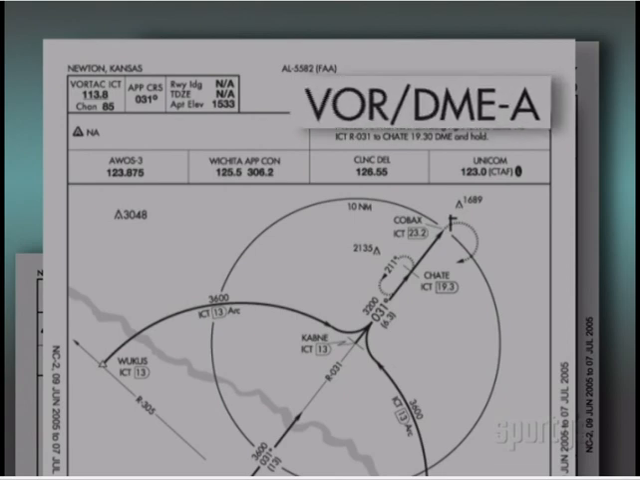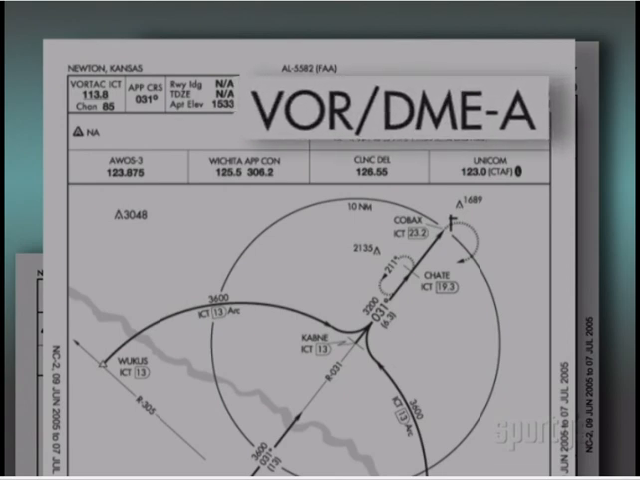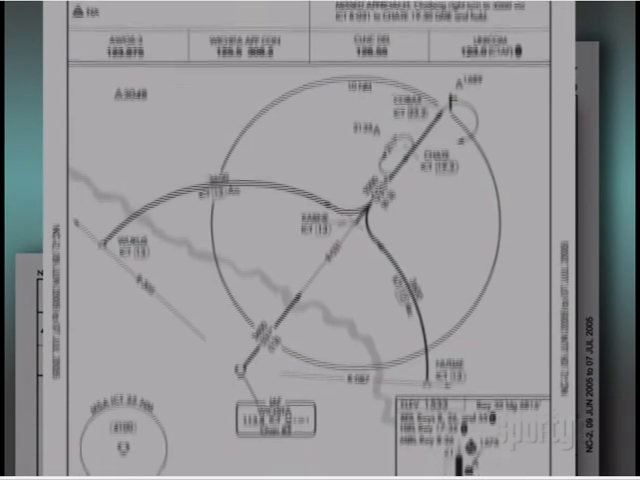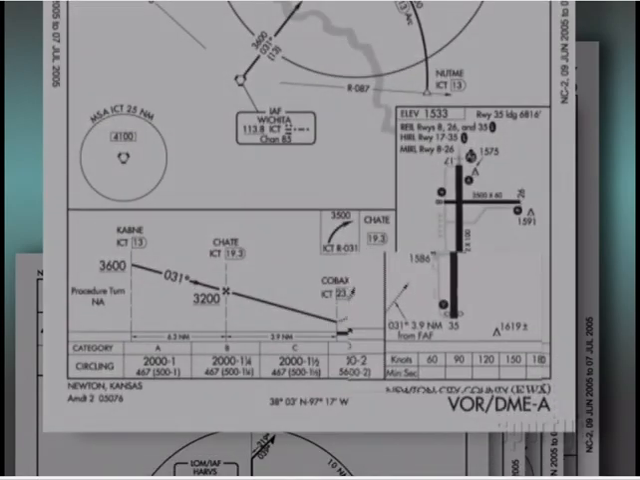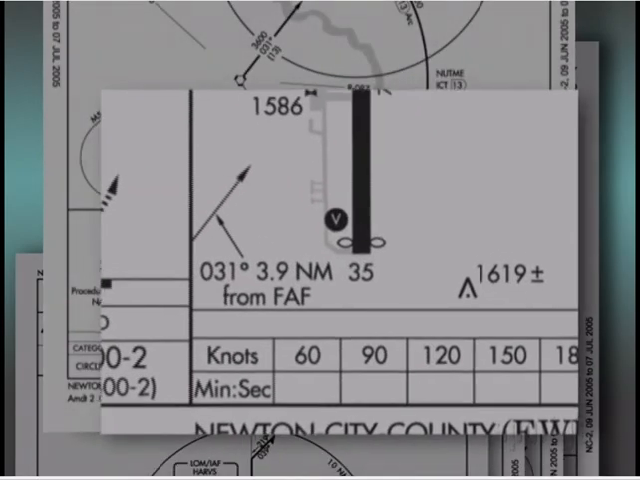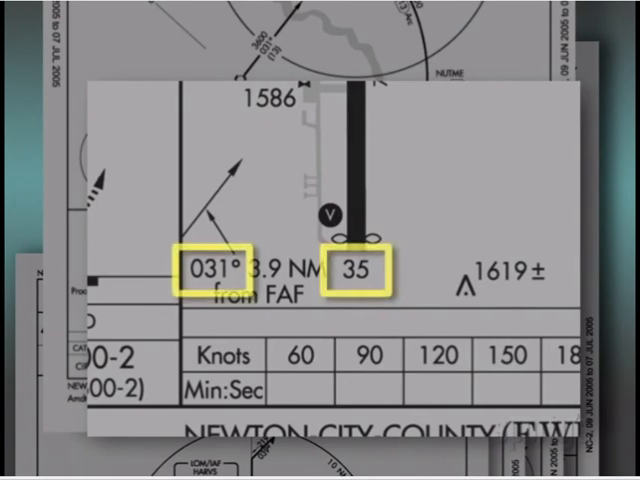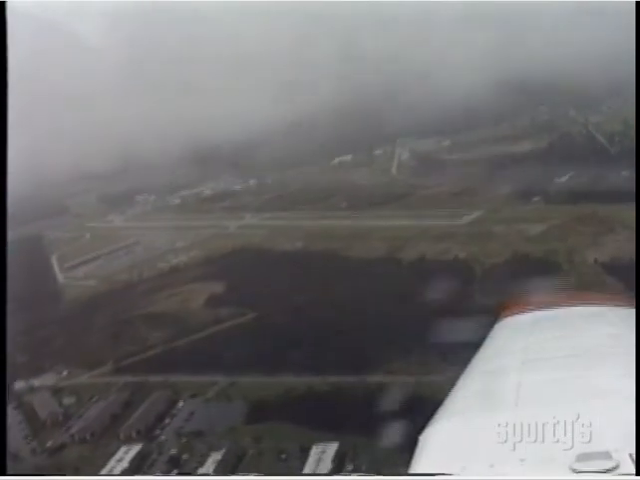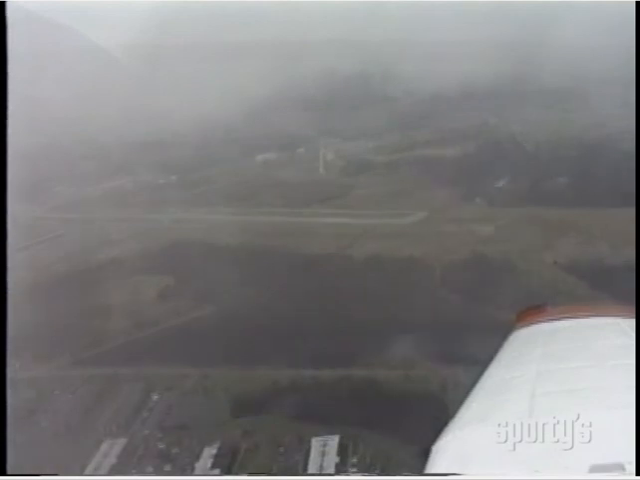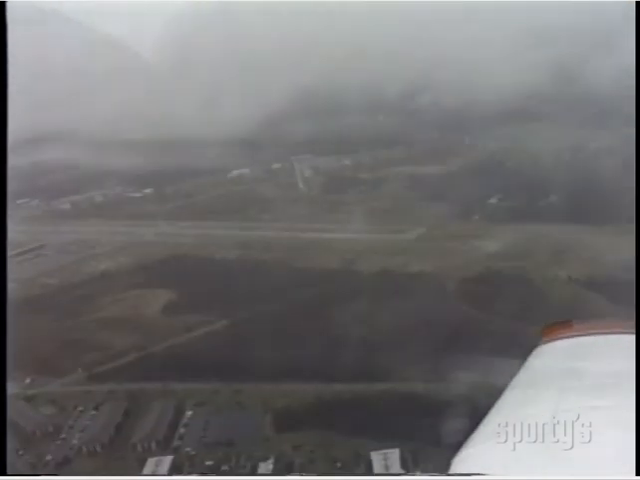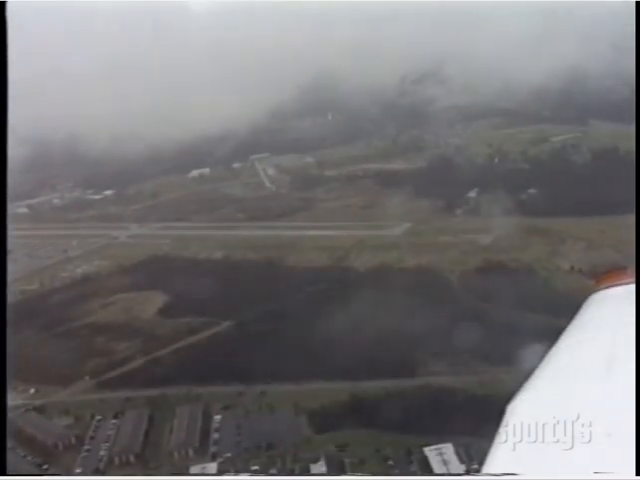Approaches that do not have straight-in landing minimums are designated by a letter. This approach is designated VOR DME Alpha. The approach is classed as circling because the angle between the final approach course and the extended center line of the runway exceeds 30 degrees. On a circling approach, the charted approach procedure is flown until the airport or runway is in sight.